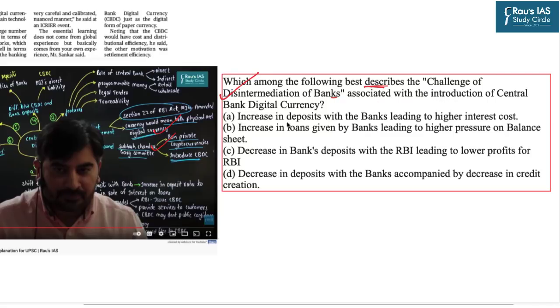Option A says increase in the deposits with the banks leading to higher interest cost. Option B says increase in loans given by banks leading to higher pressure on balance sheet. Option C says decrease in banks' deposit with the RBI leading to lower profits for RBI. Option D says decrease in deposits with the banks accompanied by decrease in credit creation.